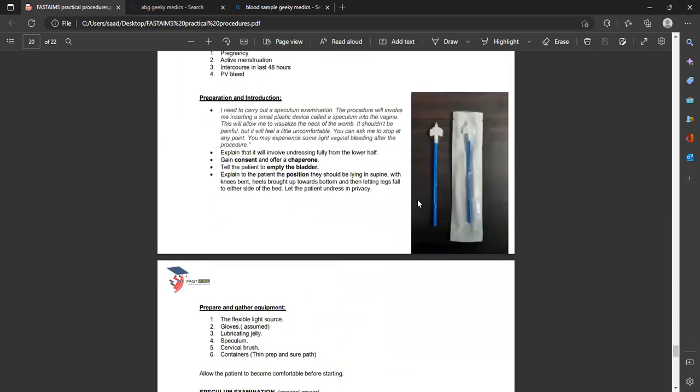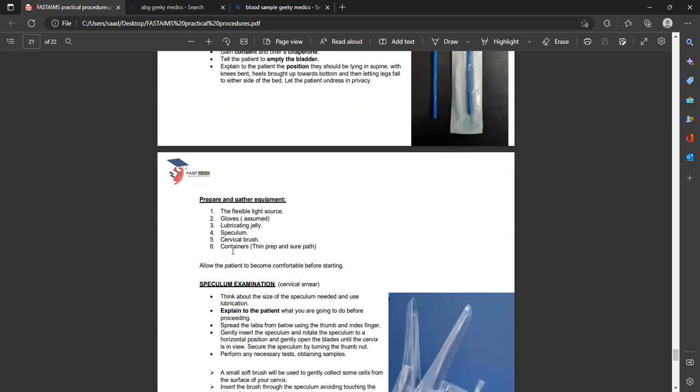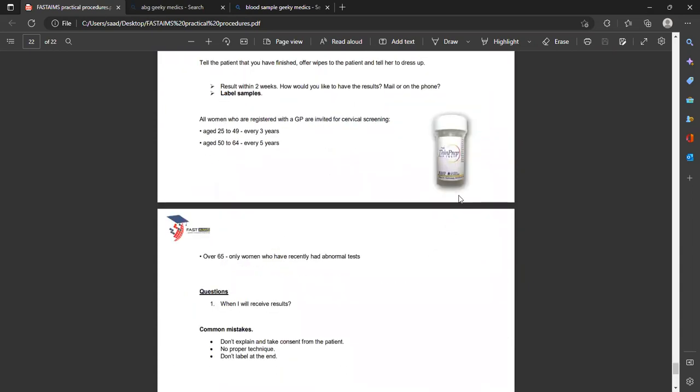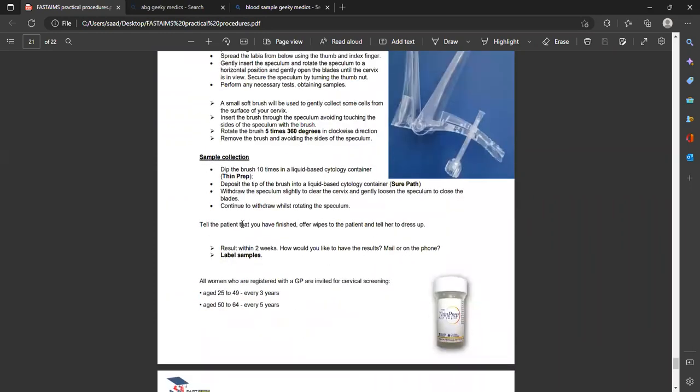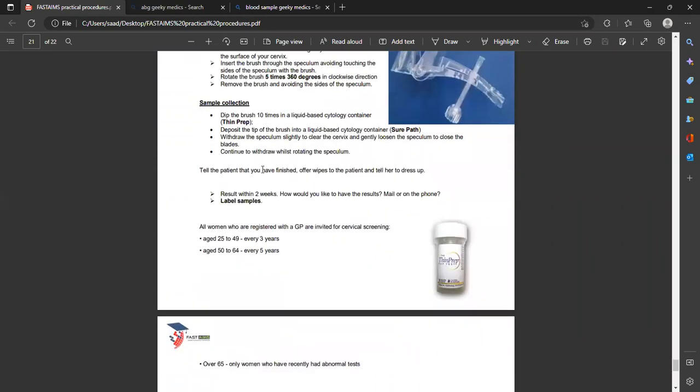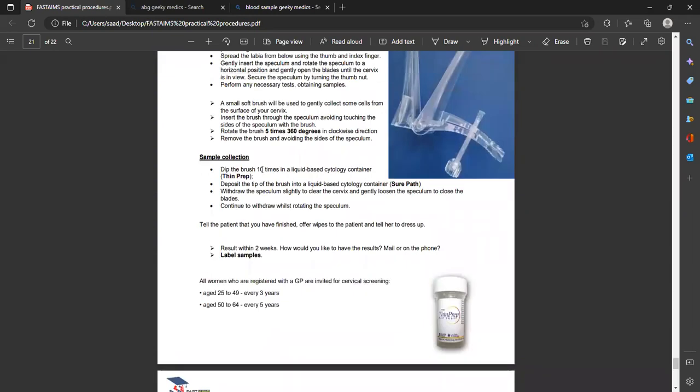So this is the brush. This is the wrap. When you are going to gather your equipment in a kidney tray, you just unwrap it and gather all your lubricating jelly, speculum, brush, and containers. The containers are ThinPrep and SurePath. This is what the containers look like. This is the ThinPrep, and after you perform the procedure, there would be only one container.